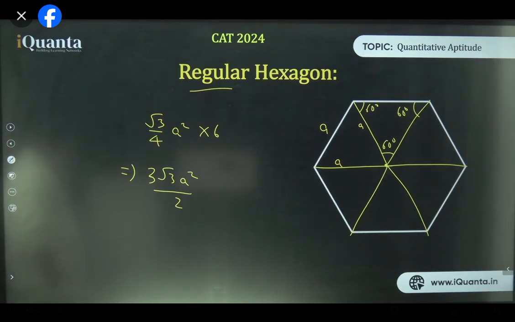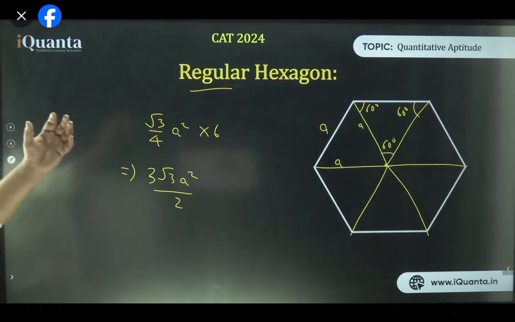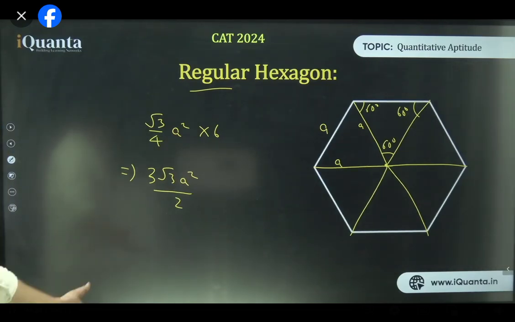Understood, everyone? All right. Yeah, Shali, root 3 by 4 multiplied by a square will be the area of one equilateral triangle. And as I already showed you, a regular hexagon is made by combining 6 equilateral triangles. So if I want to find the area of a regular hexagon, I'll multiply the triangle's area by 6. That's it. Clear? Shali and Gunjan?